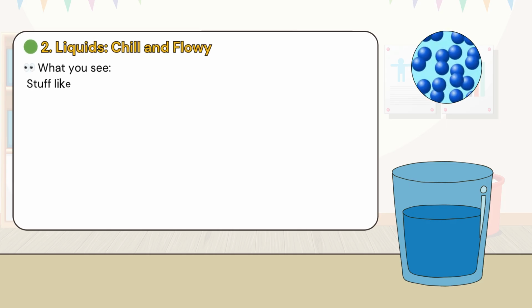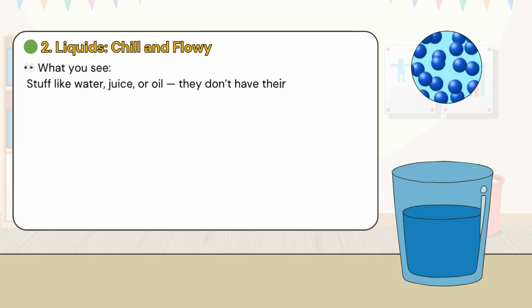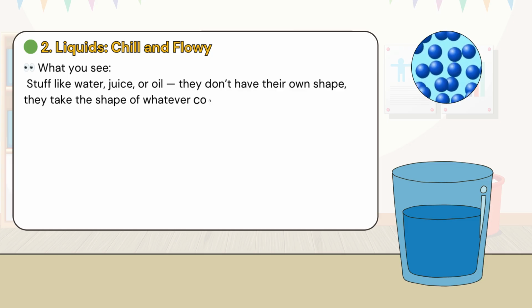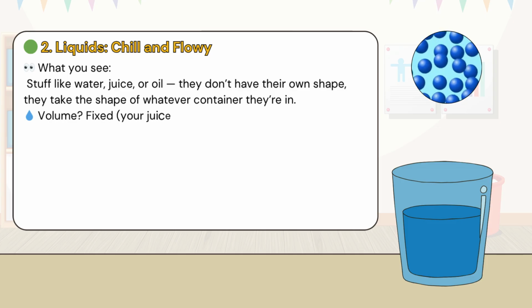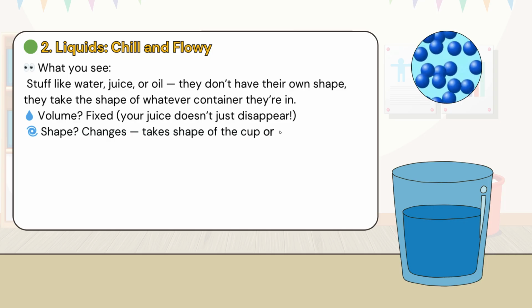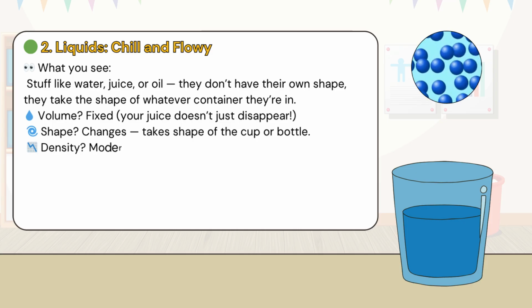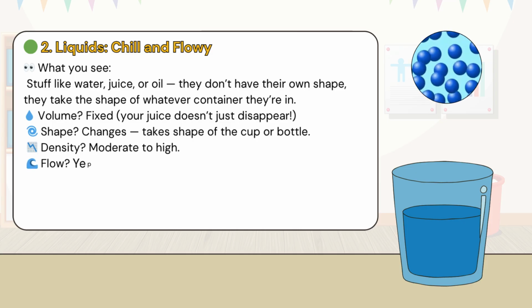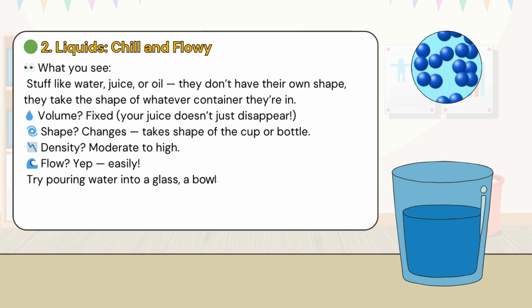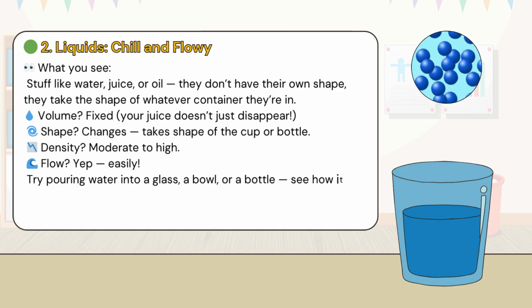Liquids, chill and flowy. What do you see? Stuff like water, juice, or oil. They don't have their own shape. They take the shape of whatever container they are in. Volume, fixed. Your juice doesn't just disappear, right? Shape changes. They take the shape of the bottle or a cup. Density, moderate to high. Flow, yep, they flow very easily.